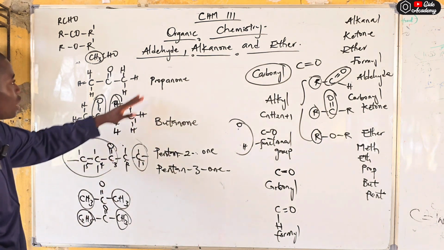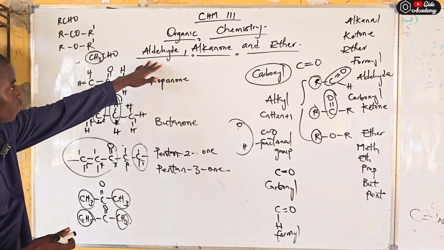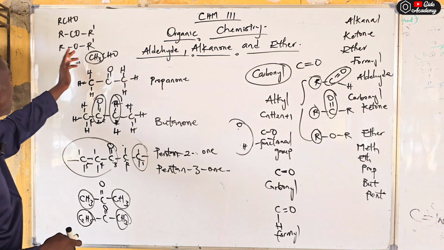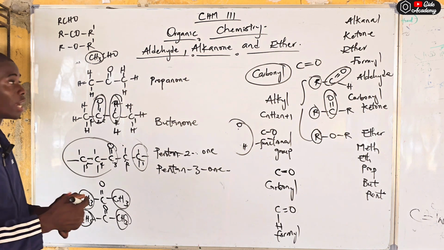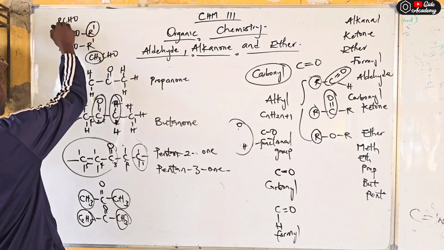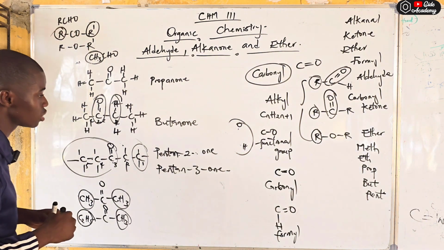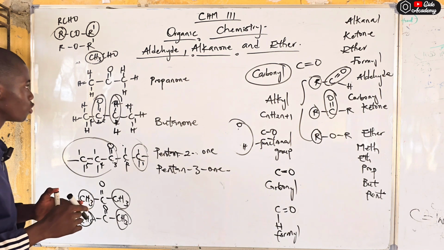So please, for an aldehyde, like what I said, the functional group is a formyl group, and for a ketone, the functional group is RCOR or RCOR prime. And these two R here can be the same and might as well be different. That's something very, very important you should know.